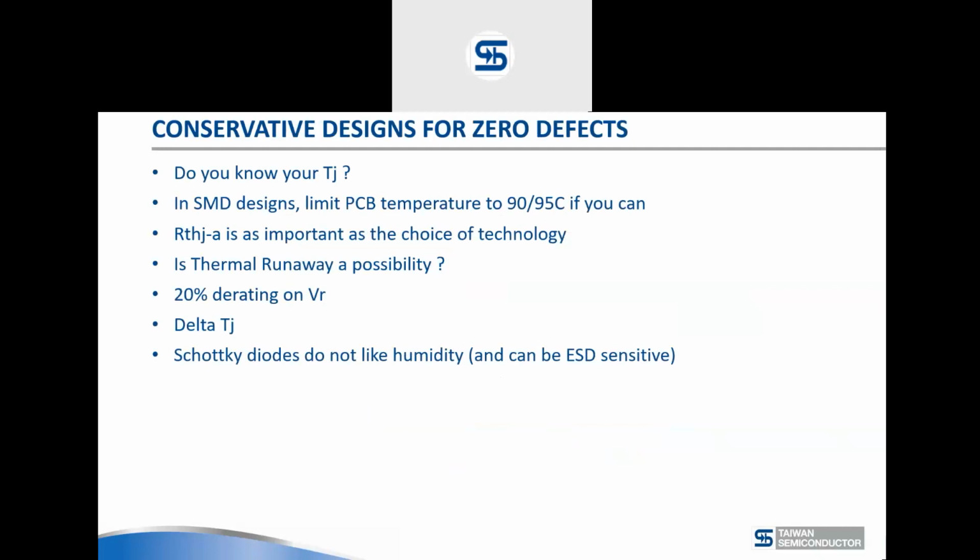Is thermal runaway a possibility in your design? If it isn't, you can make a much better design by focusing on efficiency. In this case, derate 20% on breakdown voltage. I know there are application notes saying that you can use the Schottky avalanche. Well, think about it again. You're still better derating here on a Schottky diode. And then, of course, check out your delta TJ or your efficiency, because some of the failures may be linked to temperature cycling or power cycling in Schottky diodes, which is a bigger stress than maybe the HTRB testing in a lot of applications.